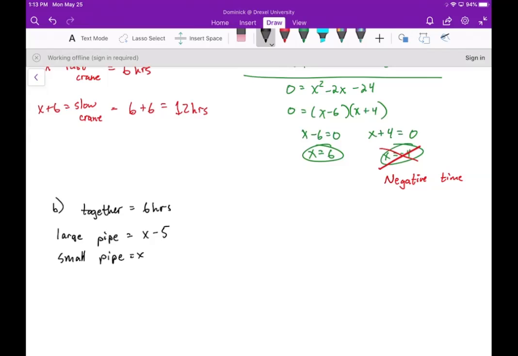All right, and then we set this up the same way. This is 1 over x plus 1 over x minus 5 is equal to 1 over 6. All right, so now we multiply both sides by the LCD. So that would be 6x times x minus 5.